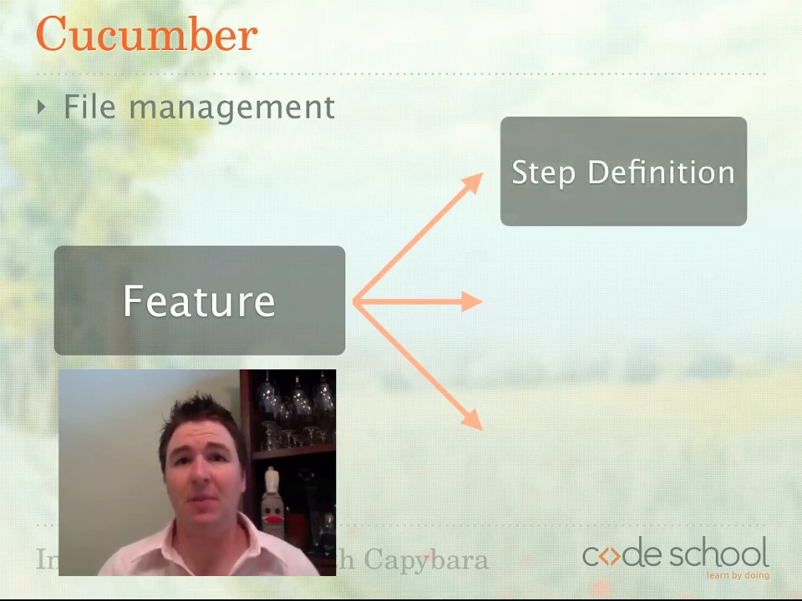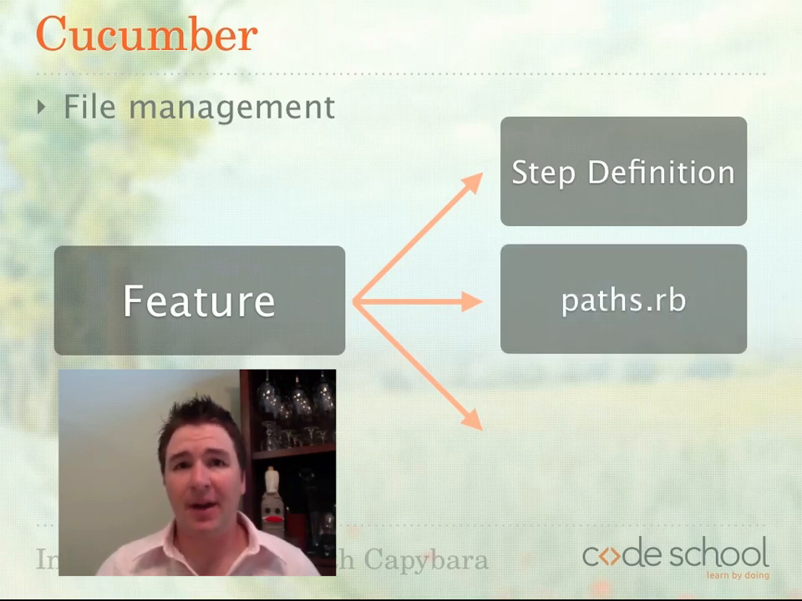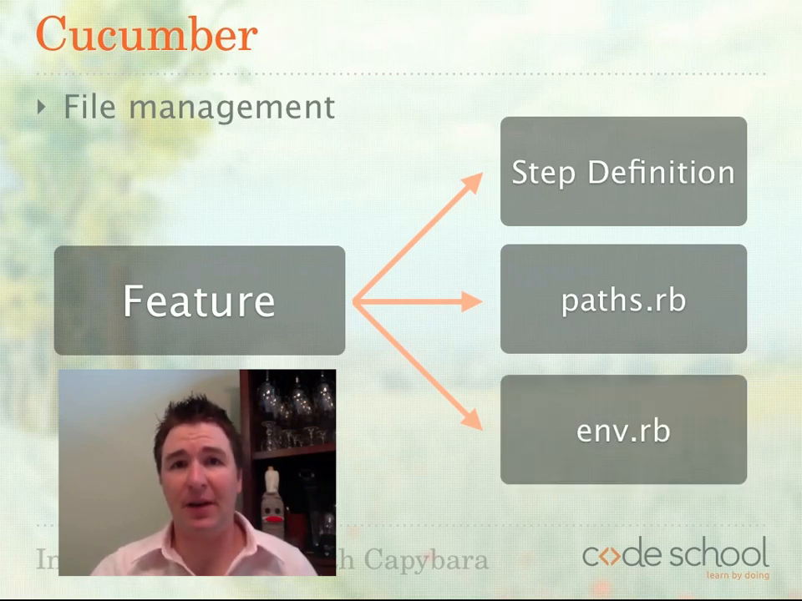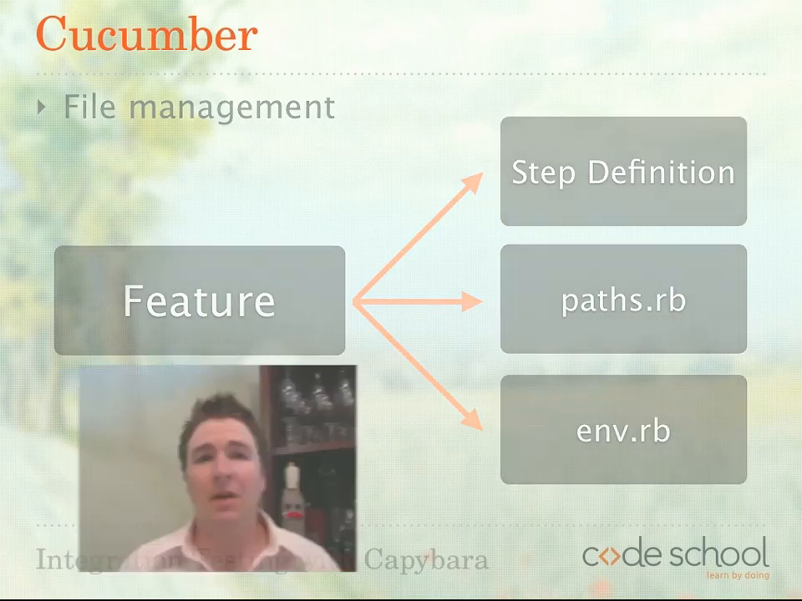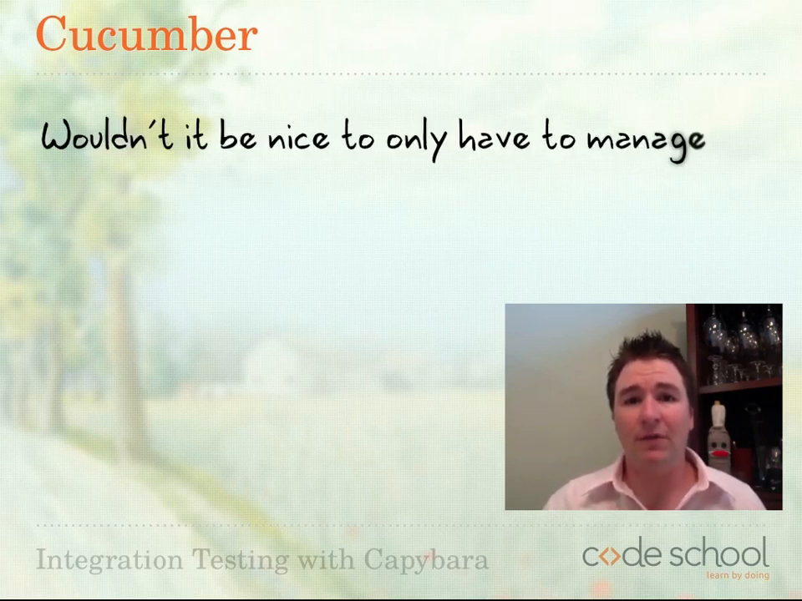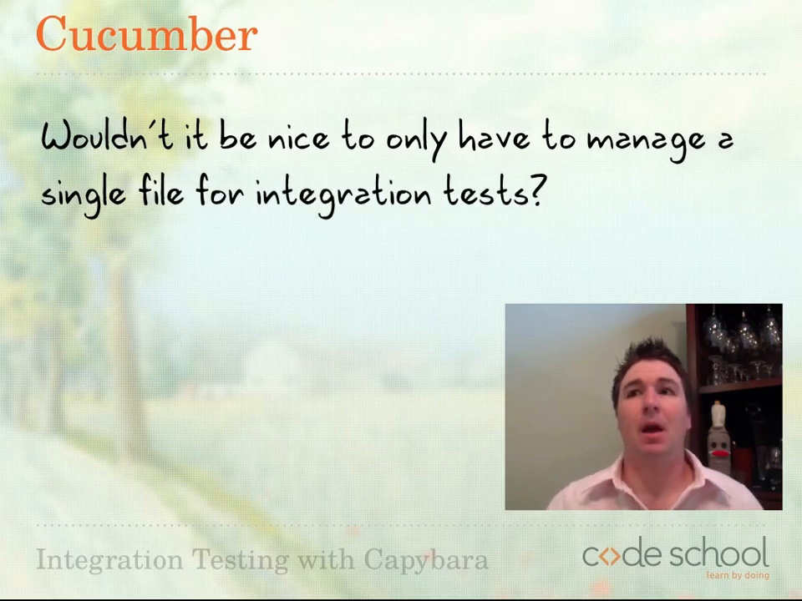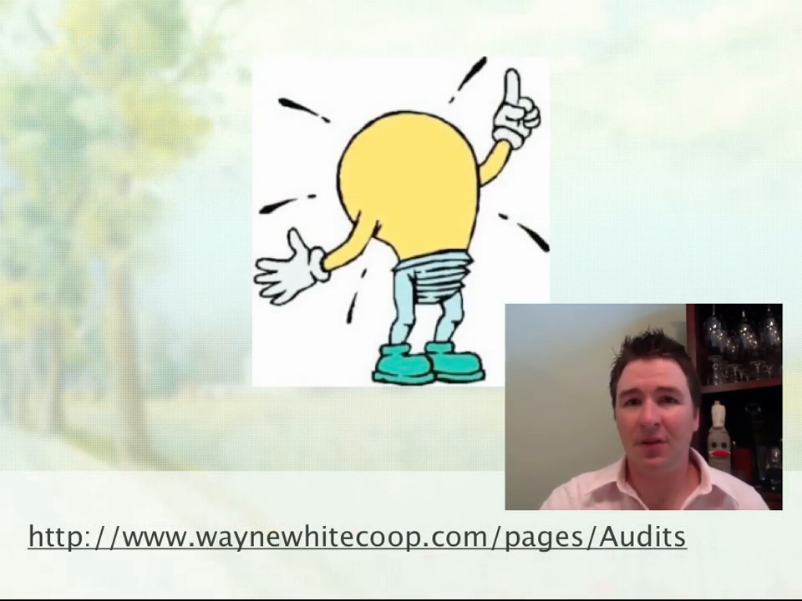Starting with your step definitions, you may have just one step definition, or you could have multiple ones that coincide with one feature. You also have your paths file, which basically just defines all your paths for that specific feature. You also have your environment file, your env.rb, and this one sets up your environment whenever you need to run Cucumber. So I started thinking, there's got to be a better way than Cucumber for my own projects that I'm not delivering to clients. Wouldn't it be nice to only have to manage one file for each integration test? Light bulb. It turns out there is.